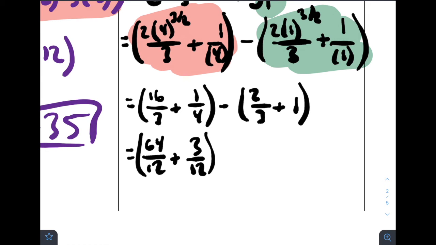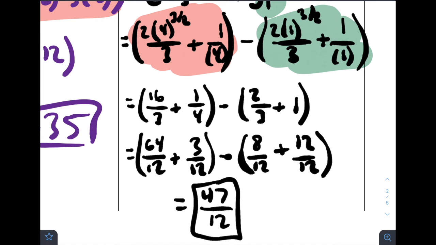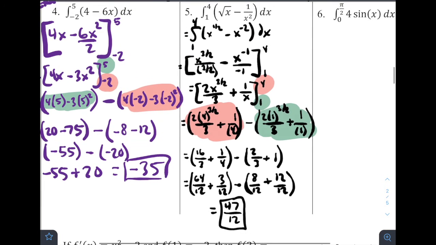That's great. Then we've got minus. Here I'm going to need to multiply by 4, so I have a denominator of 12 as well. So that's going to be 8 over 12. And then I'll make this one a 12 over 12, so plus 12 over 12. So 64 plus 3 is 67, minus 8 is 59, and then we've got minus another 12, so that's going to be, what, 47? So this is going to be equal to 47 over 12 for that definite integral.